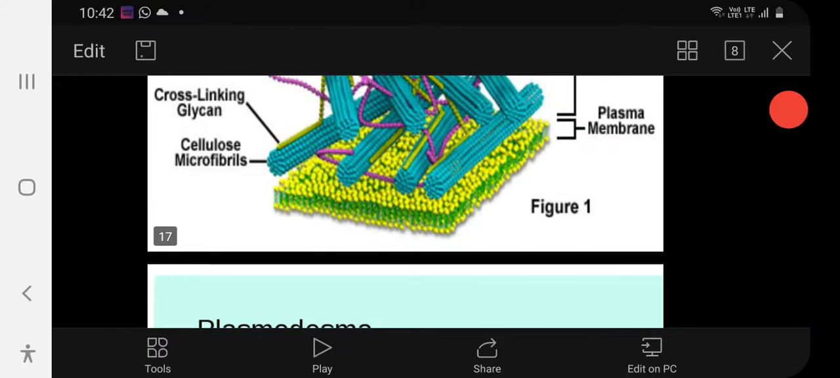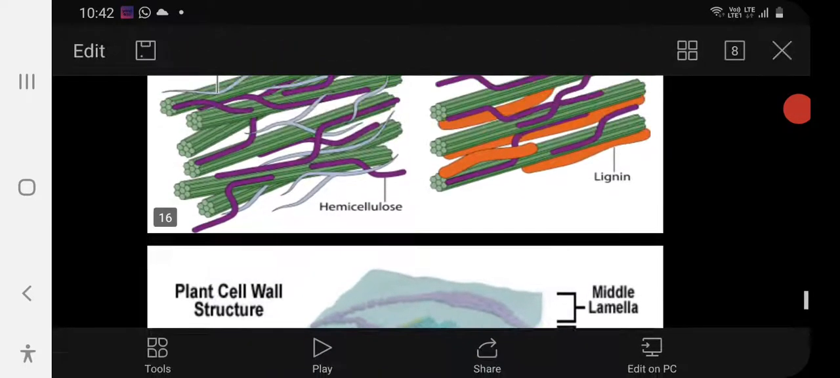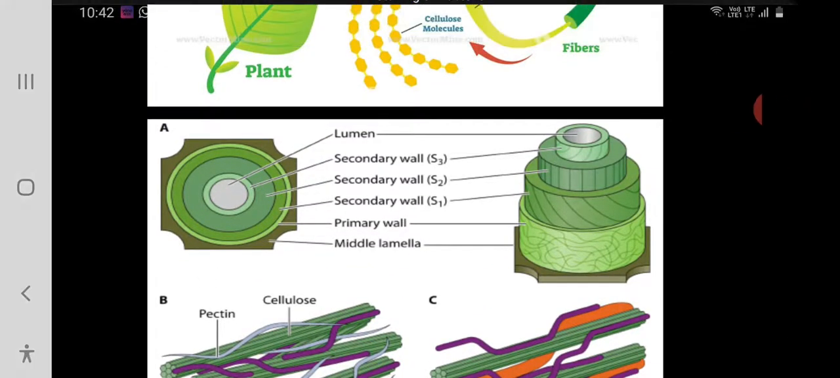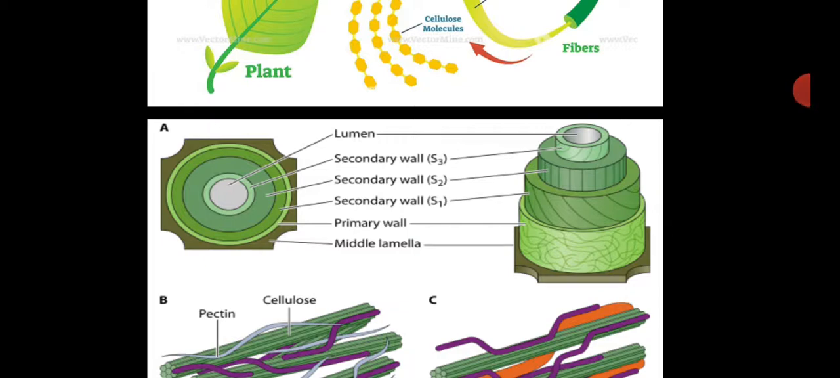And moreover, the secondary cell wall contains three layers: secondary cell wall 1, 2, 3, so S1, S2, S3. The difference is nothing. The cell wall materials are the same, but the only difference is the spiraling. The arrangement, the alignment of the cellulose and hemicellulose fibrils is different. That's why there are three layers.